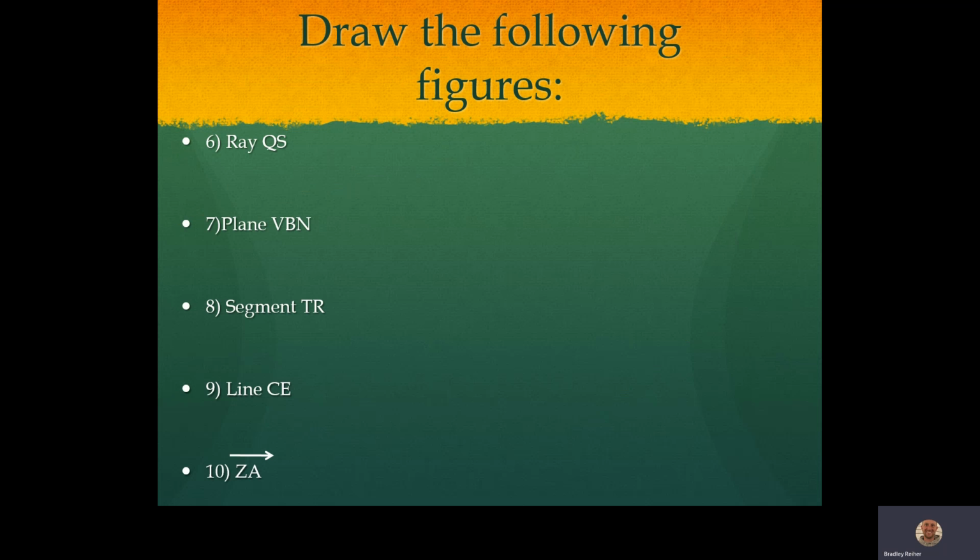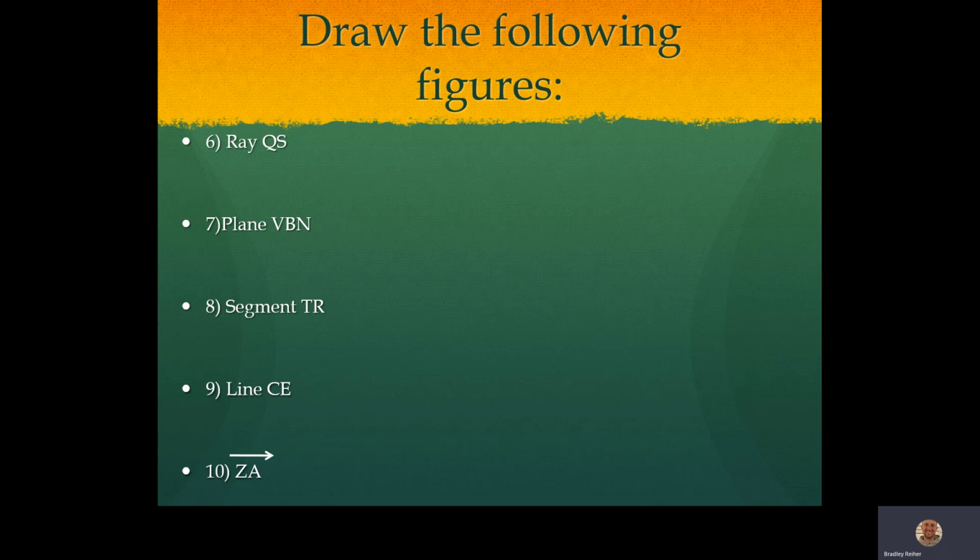Okay, number 6. Now we're going to draw the figure. So we're kind of going backwards. They gave us the figure. We had to name it. Now they give you the name and you have to draw it. Okay, so we're not really going to assess you on how well you draw, but we should be trying to work and progress and get better at it.